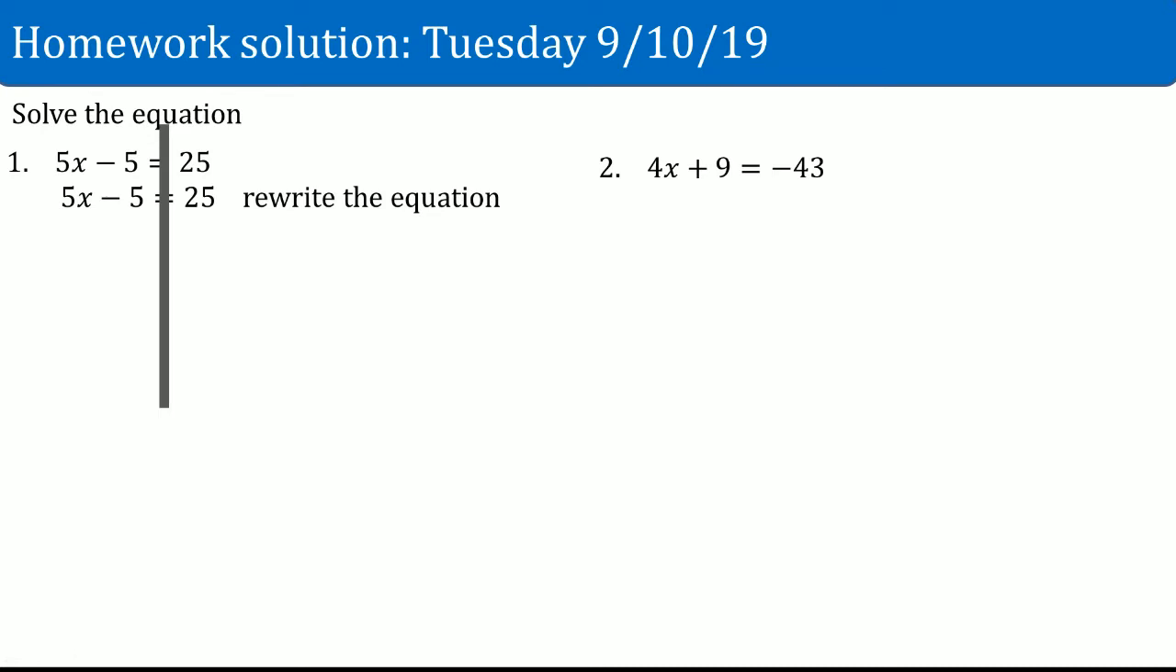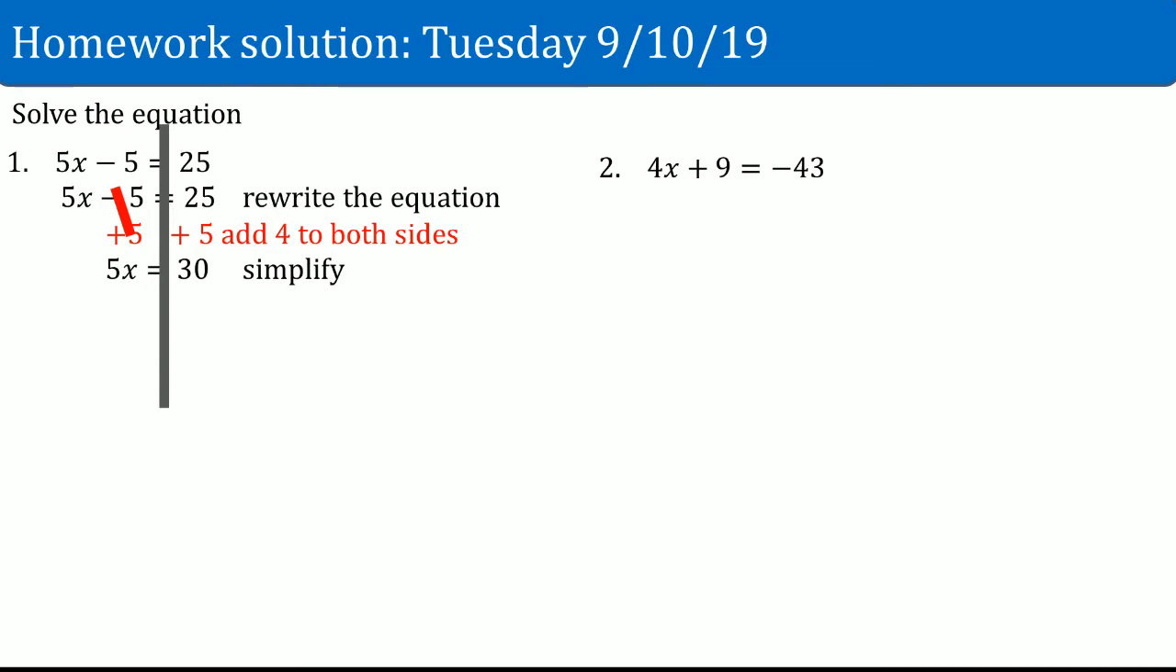So, how do you get rid of a minus 5? It is to add 5. Sorry, I wrote 4 here, but it should be a 5. Okay? This cancels out. What I have left over on the left-hand side is just a 5x. On my right-hand side, the 25 plus 5 becomes 30. Good?